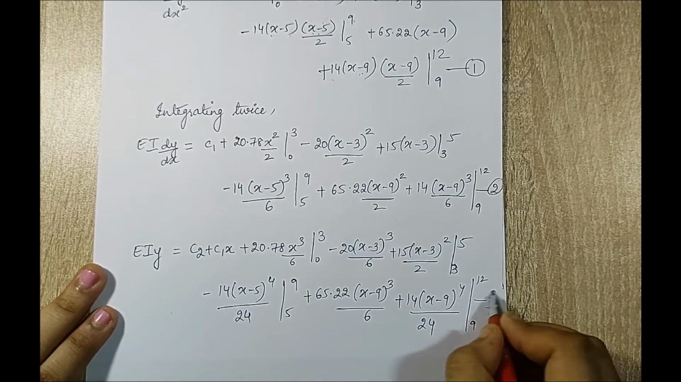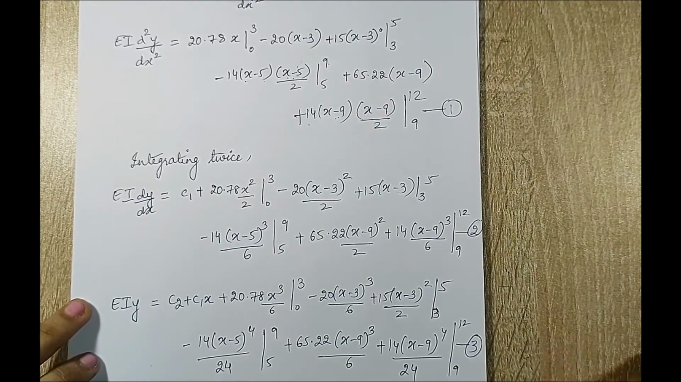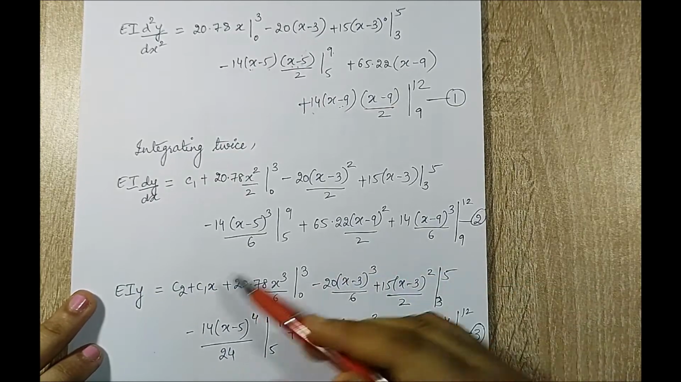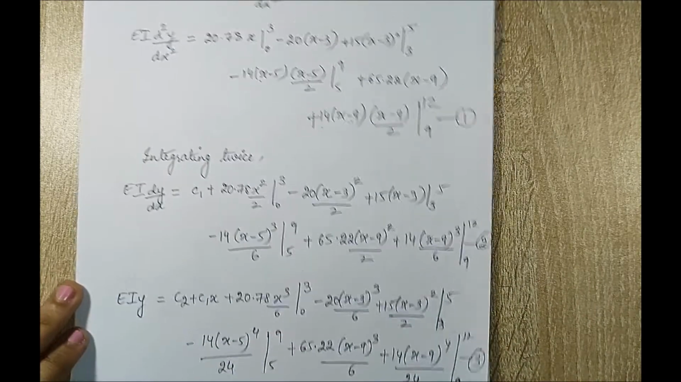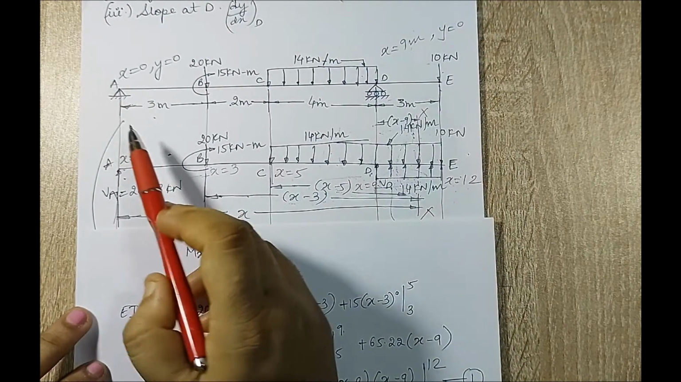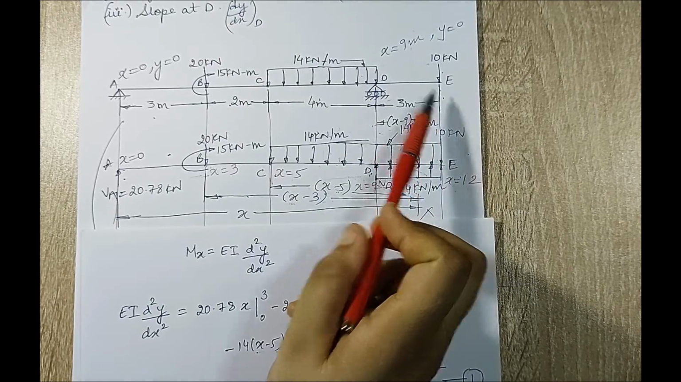This is my equation 3. So this is the moment equation, slope equation and deflection equation. Now I am going to apply the boundary conditions to find the values of C1 and C2. If you look at the diagram, this is different from the previous 4 numericals. Here we don't have both the end points as boundary conditions.